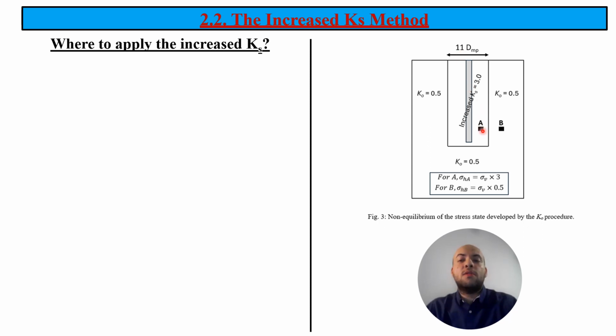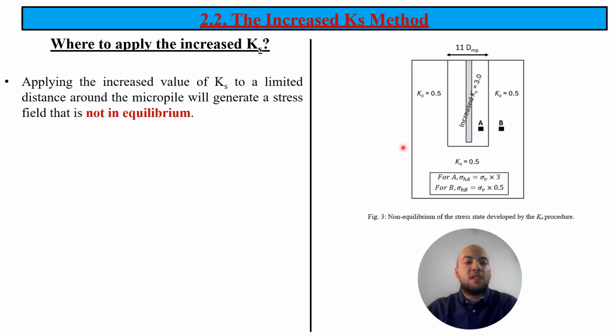However, this will cause a problem in finite element software, because here you have an element called A, and a different element outside the zone of interest called element B. At element A, the radial stress will be 3 times the effective vertical stress, and at element B, the radial stress will be lower. It's 0.5 times the effective vertical stress, because here you have Ks of 3 and here you have Ks of 0.5, which is according maybe to 1 minus sine phi. So here you can't find equilibrium.